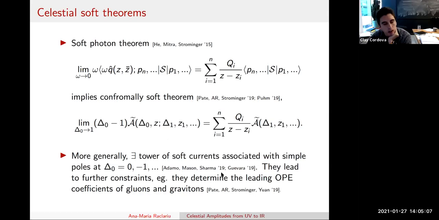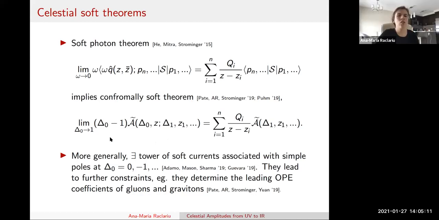What is meant by an OPE in this context? In this context, it would just mean literally the collinear limit. If you have a momentum space amplitude, you know that it obeys not just soft theorems, but also collinear theorems. And so a collinear limit would be the limit in which two insertions on the celestial sphere approach one another.